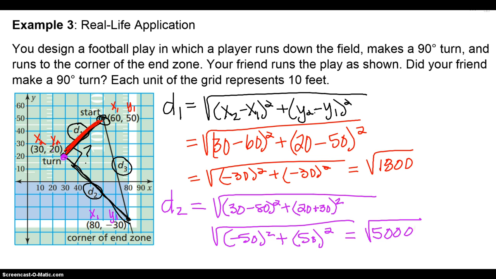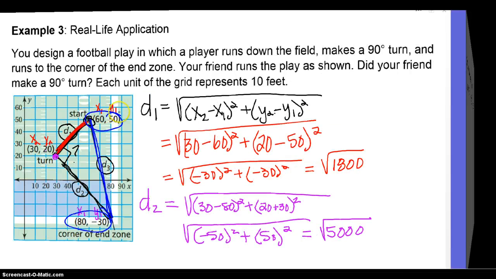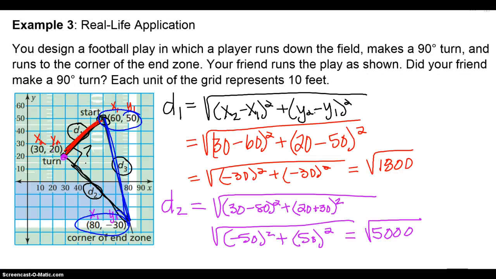For D3, you're running out of room, but D3 is right here. So you're using this set of points and this set of points. It really doesn't matter which one is x1 and y1 and which one is x2 and y2 because when you square them, it's always going to be the same number. I'm going to keep this as x1 and y1 and change this to x2 and y2. Honestly, it really doesn't matter whichever way you choose.